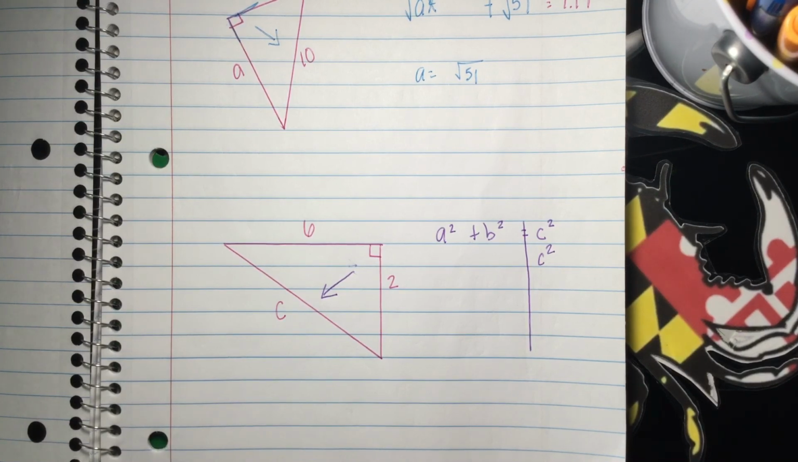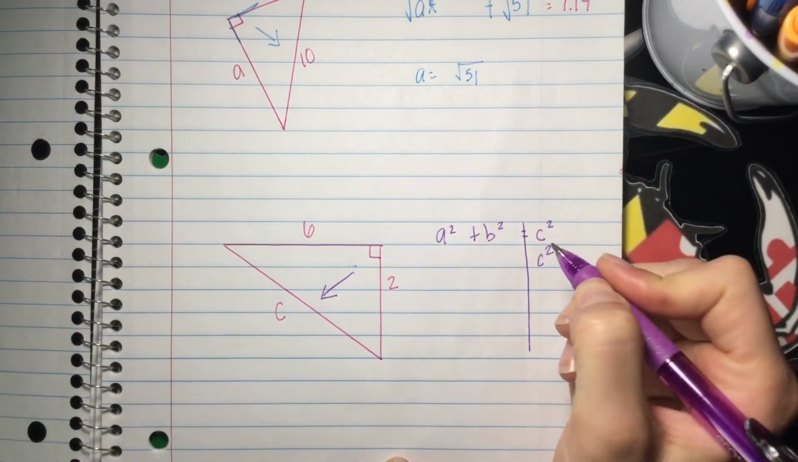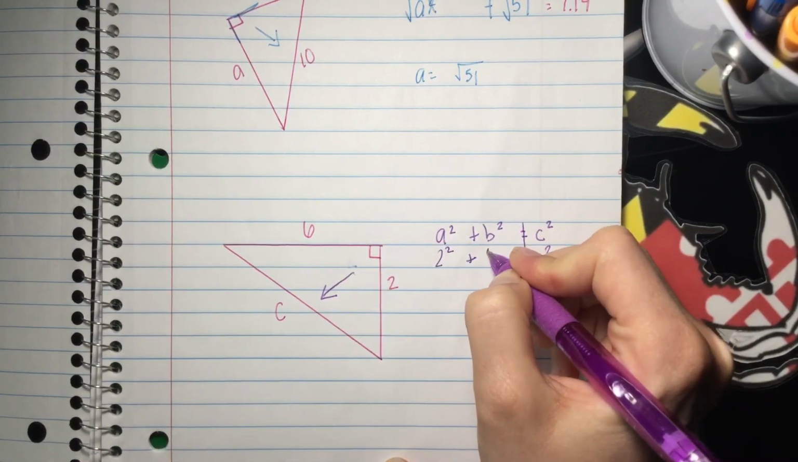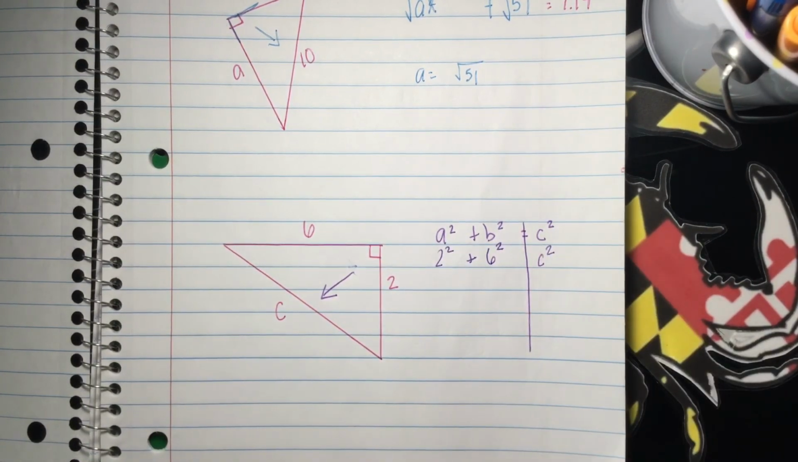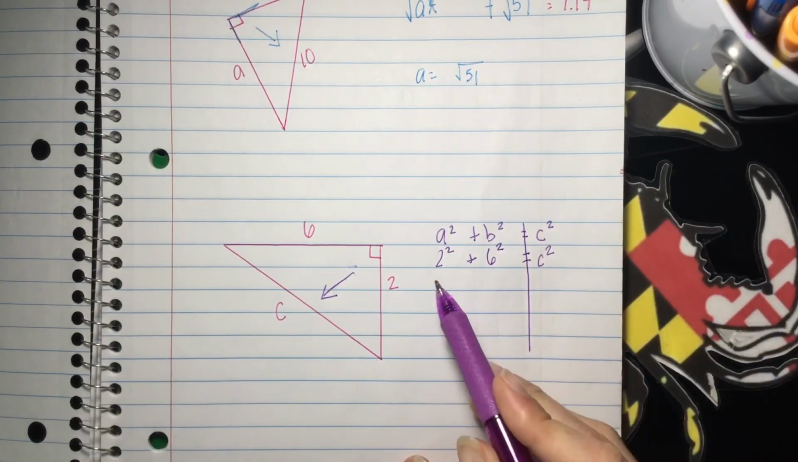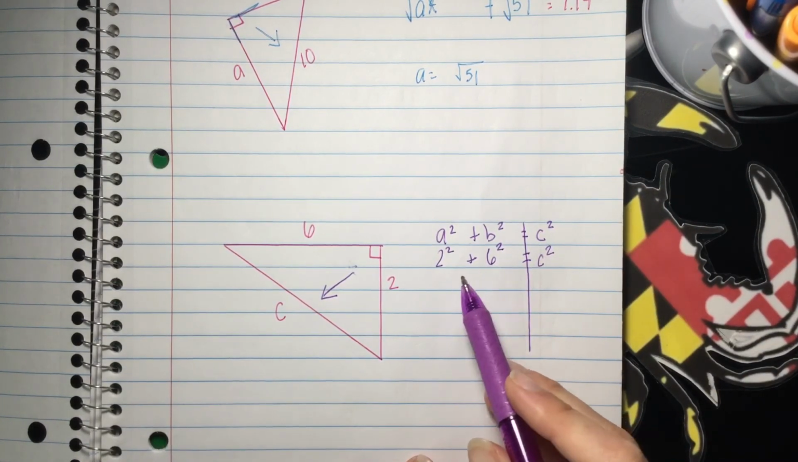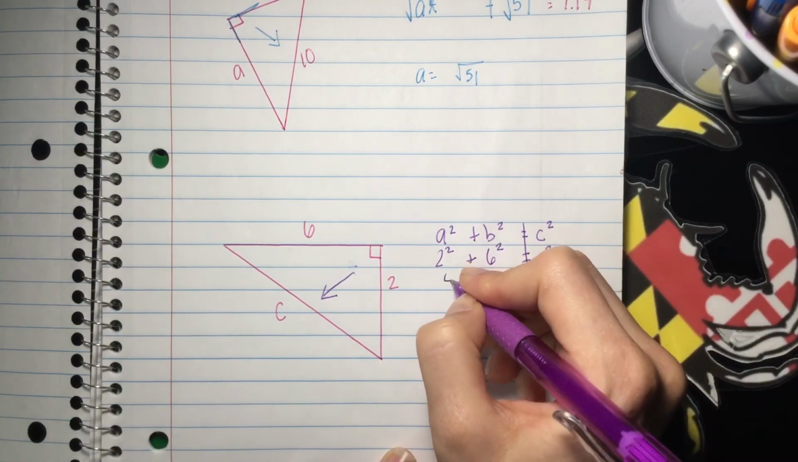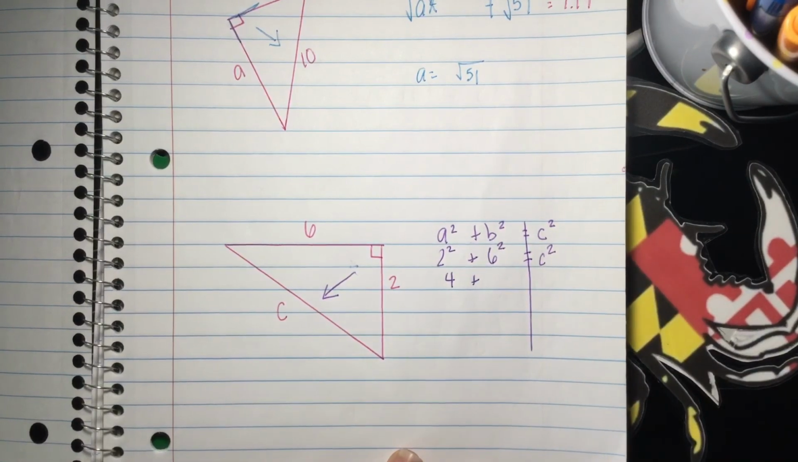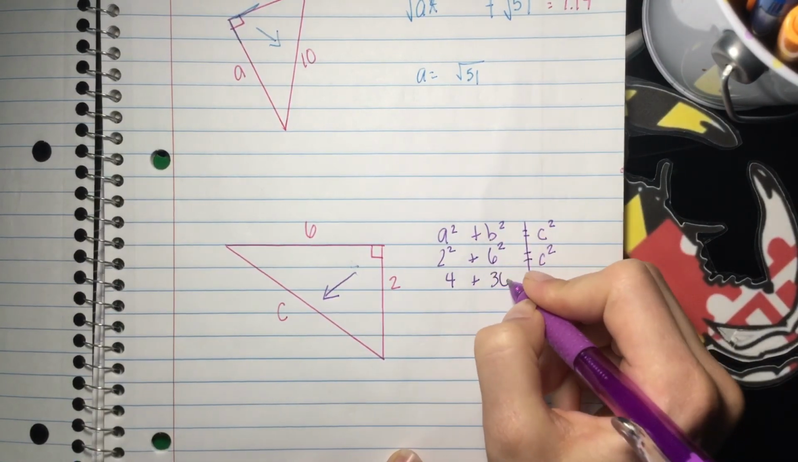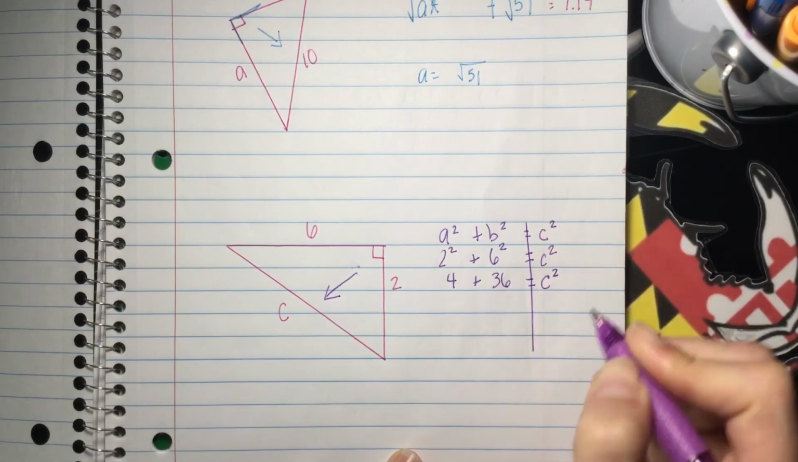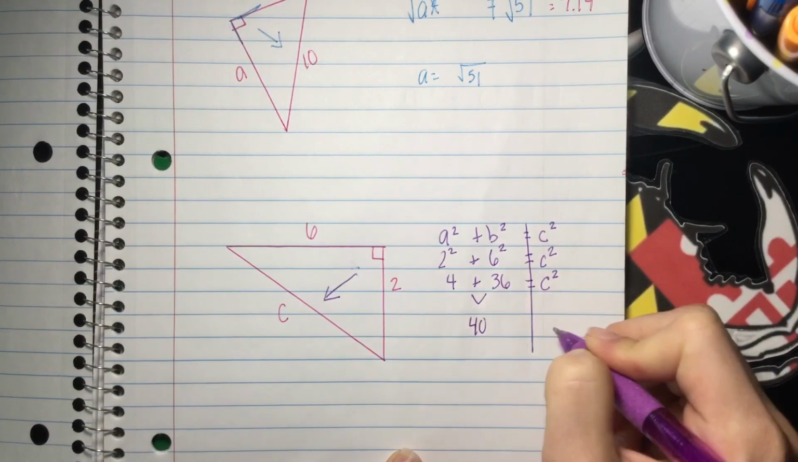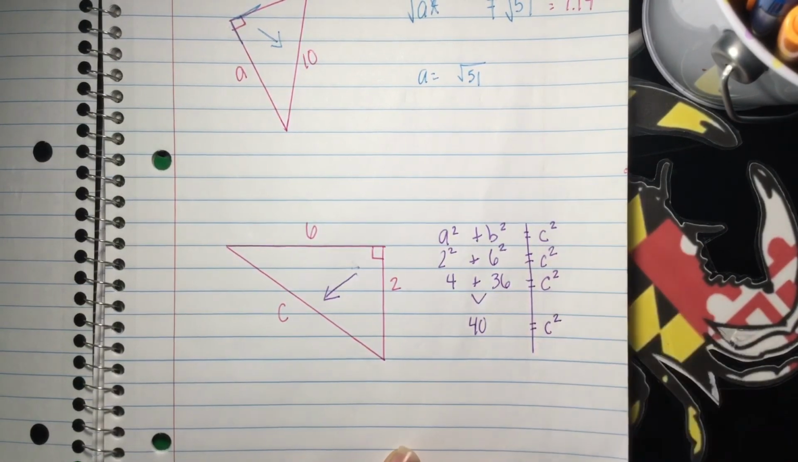Now we're going to look at the legs. So a squared would be 2 squared. I put that here. And then 6 squared. We then just square the things that we can square right now. So 2 squared is 2 times 2, which is 4. And then 6 squared is 6 times 6, which is 36, is equal to c squared. All right, now we add 4 plus 36 is 40, equal to c squared.